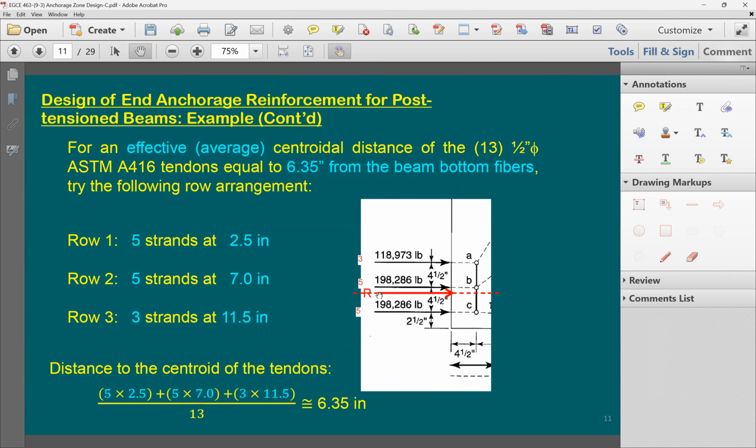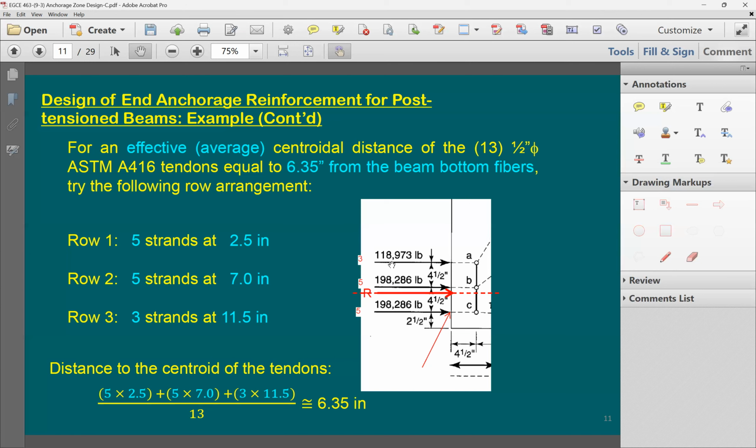The total force applied right here is going to be based on 13 strands. The location of this force as a resultant is going to be towards the bottom. Because if I end up with 5, 5, and 5, my resultant would have been right at mid-height. Because I have 5, 5, and 3, this resultant is going to be pushed down a little bit. How do you find the application of the resultant? The easy way is to take the moment about this point, for all the forces, and set it equal to the moment developed by the resultant.